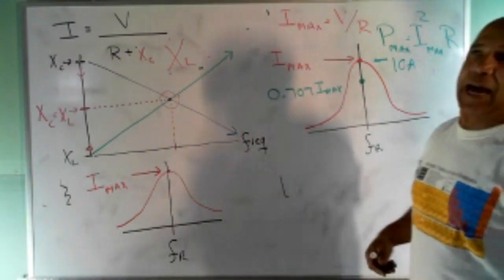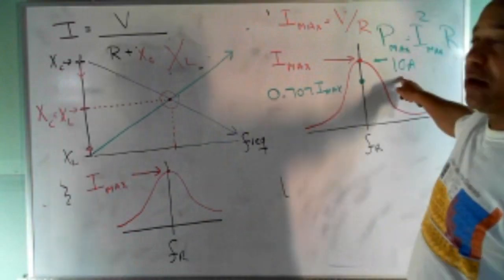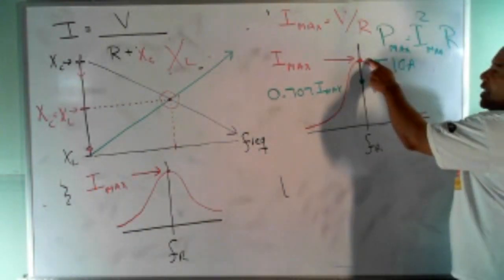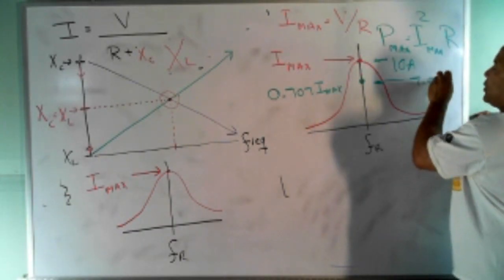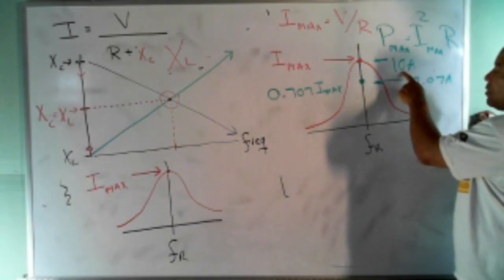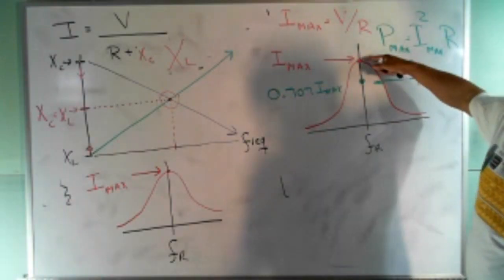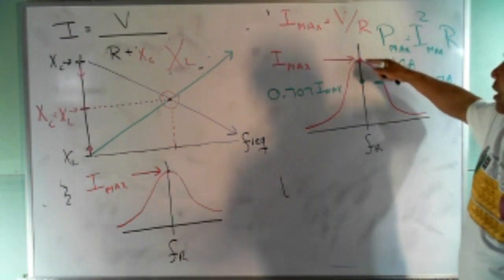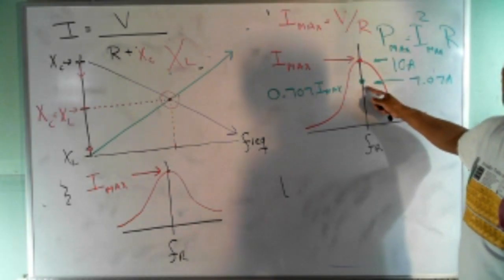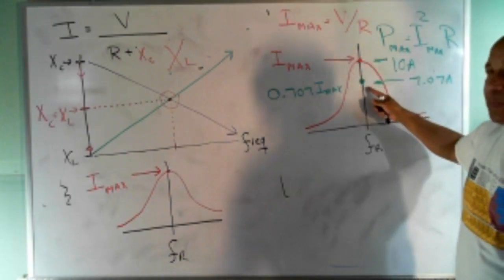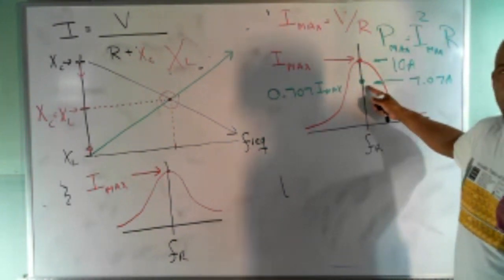Where did I get that number from? Let's say I gave you an ammeter and you measured it in lab. You measured it to be 10 amps. If you take 0.707 of that, you get 7.07 amps. So no matter what value you get for I max, when you multiply it by 0.707, you'll always get a point less than I max. If that was 1 amp, that would be 0.707 amps, and so forth.